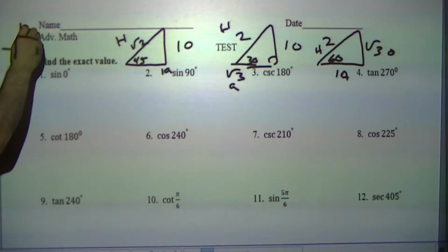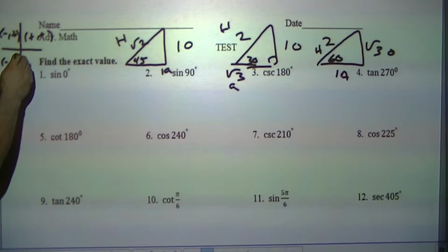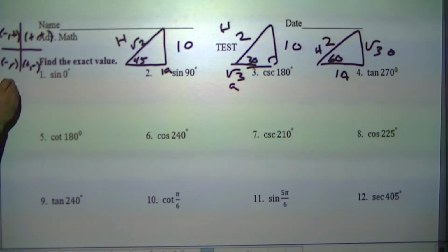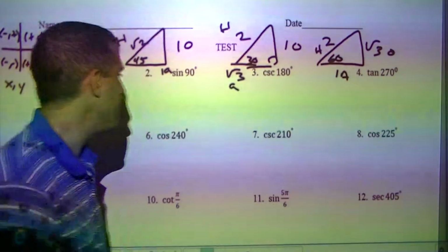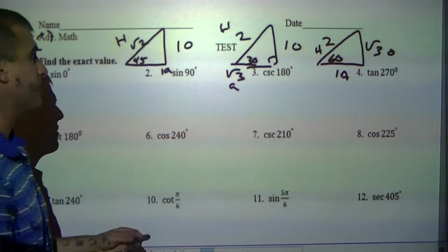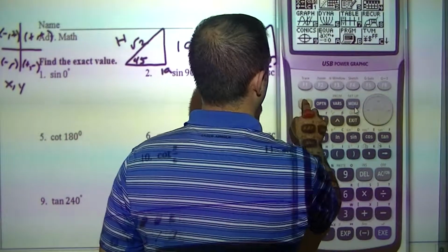This is going to be positive, positive up here. This is going to be negative, positive. This is going to be negative, negative. This is going to be positive, negative. These are referring to the x and the y coordinates. So as you go through and do the triangles, now for the 0, 90, 180, 270, 360, all those you can use the calculator for. Let me put my calculator in degree mode.